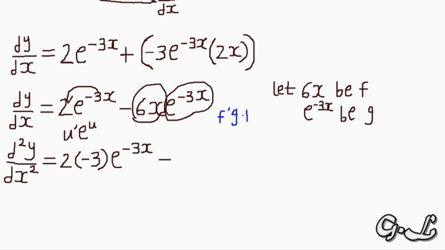In such a case, this one is the product rule, so we're going to use the product rule to work it out. We have 6x e to the negative 3x, so it is going to be f prime g plus g prime f, just as we did earlier.